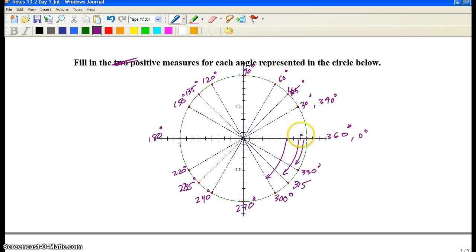Does that make sense? Coterminal angles. You're going to get used to seeing this. You're going to have to mark all these degree measures. You're also going to have to mark that with radians after we talk about what a radian is. Cool? Okay.